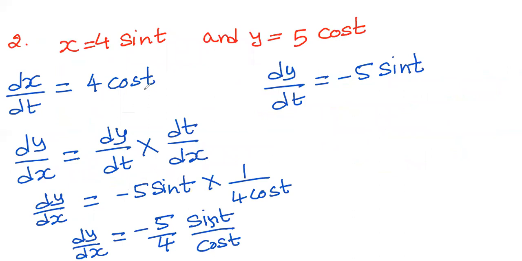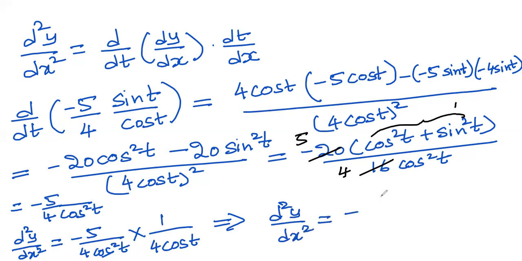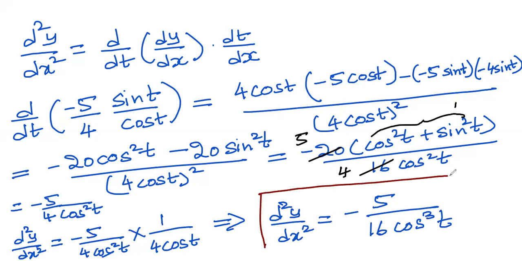Dx over dt is 4 cos t. So dt over dx will be 1 over 4 cos t, which is going to be this. This will be the solution for this question.